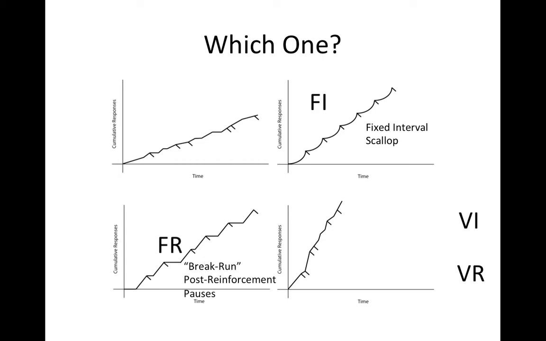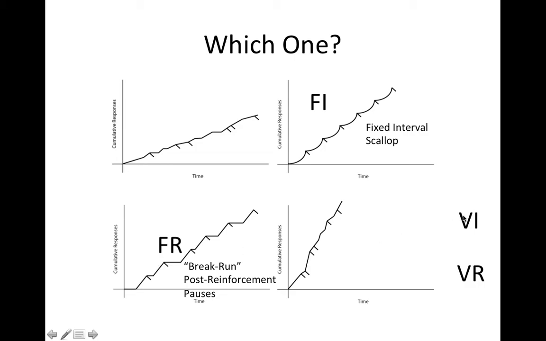What we typically see in fixed ratio schedules is what we call a break-run pattern. The animal takes a break, it runs until a reinforcer, then it takes a break, and then it runs until a reinforcer, and then it takes a break, and it runs until it gets a reinforcer, and so on. These breaks right here are after a reinforcer, and they're called post-reinforcement pauses. This is a very typical pattern on FR.